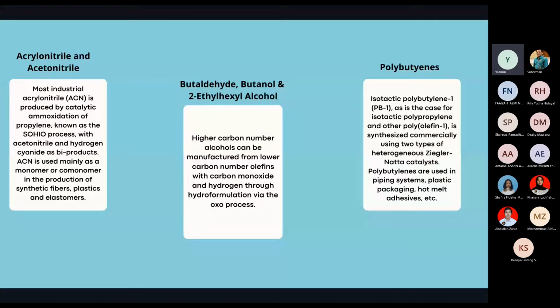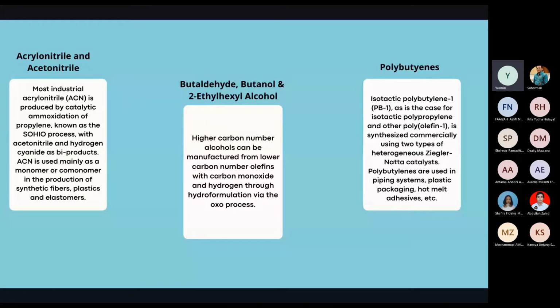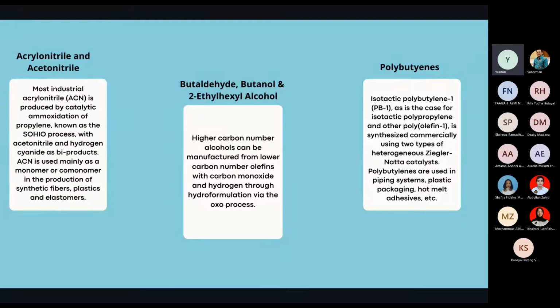Polybutanes. So isotactic polybutylene 1 PB1, as in the case for isotactic propylene and other polyolefins, is synthesized commercially using two types of heterogeneous Ziegler-Natta catalyst. And polybutylenes are used in piping systems, plastic packaging, hot melt adhesives, and so on.